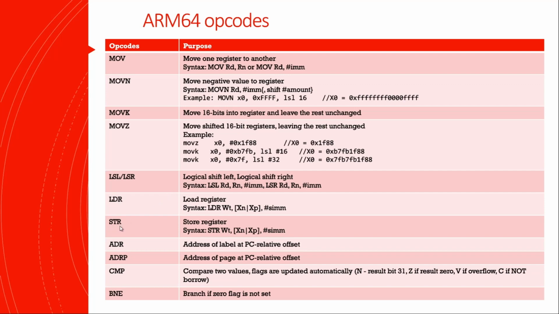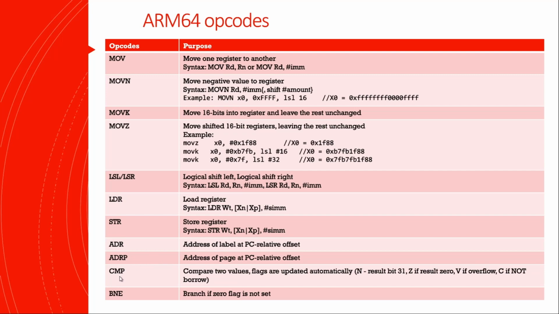Then next we have STR, which is exactly the opposite of LDR instructions. So here what it will do is it will store whatever the value is in the WT register to the memory address pointed out by this value. Okay, moving on to ADR and ADRP instruction. These are basically address of label or address of page at PC relative offset. So later we will see by example how these instructions can be used.